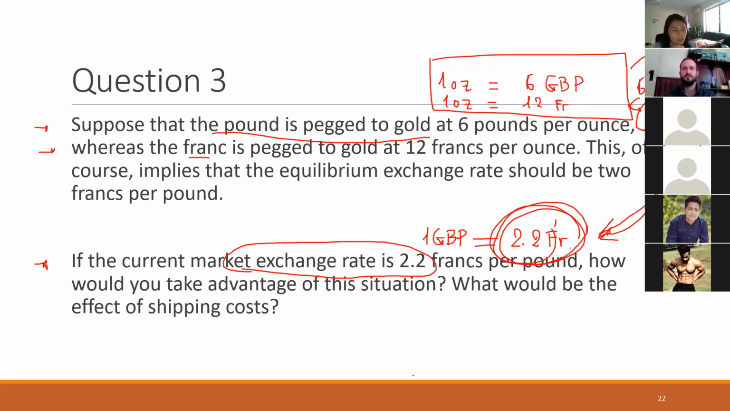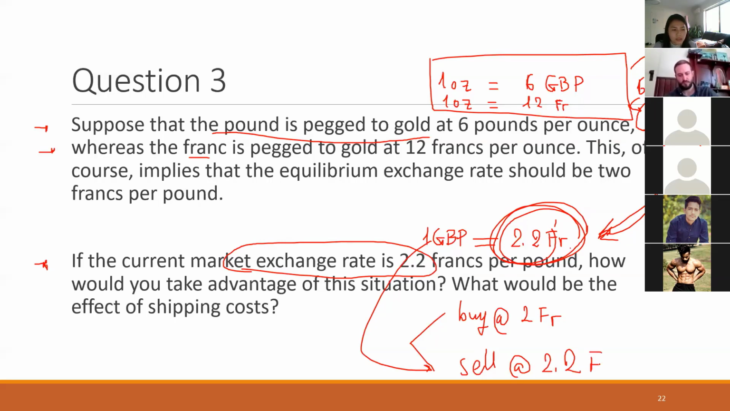So for a trader to earn a profit, I want to be buying at a cheaper price. So I'm going to be buying the pound at 2 francs. At the same time, once I get the pound from the first transaction, I'm going to go to the second market and sell the pound at 2.2 francs. By doing so, I'm going to earn a spread of 0.2 franc per pound. So that is going to be my strategy.